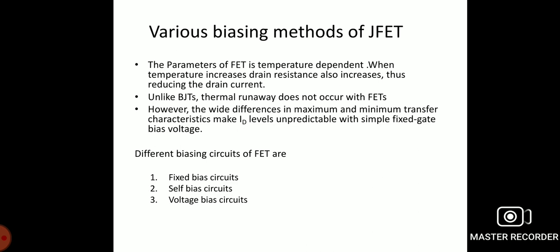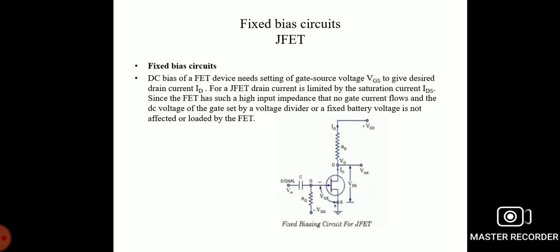gate biasing voltage. So we differentiate the biasing circuits of FET into three categories. Number one, fixed bias circuits, self bias circuits, voltage divider bias circuits. Let us move to the fixed bias circuits of JFET.